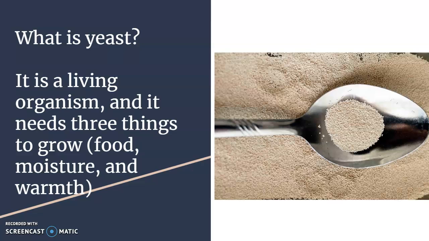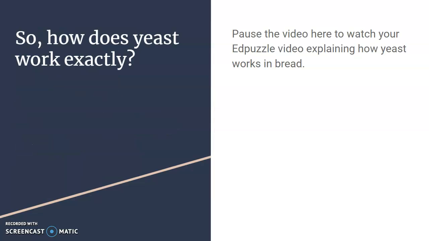So what is yeast? Well, yeast is a living organism, and it needs three things to grow. It needs food, moisture, and warmth. So what you're going to do next is you're going to find out how yeast works. And to do that, you need to pause the video here to watch your Edpuzzle explaining how yeast works in bread.